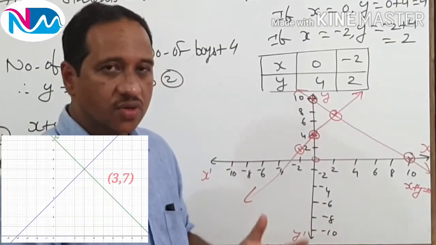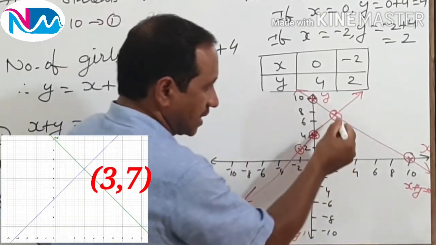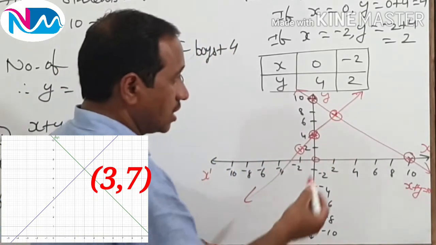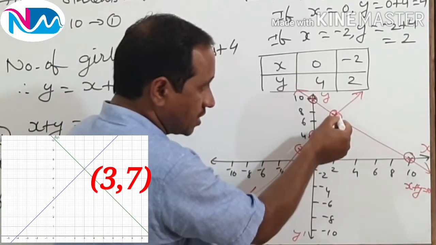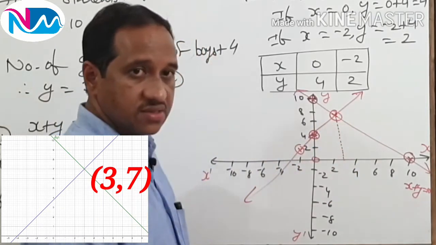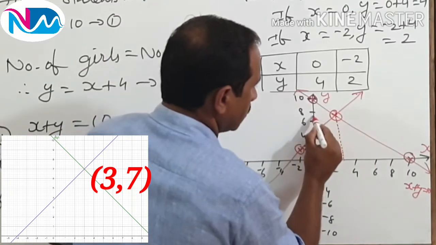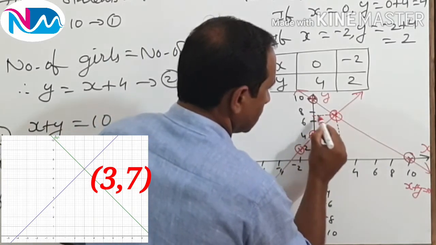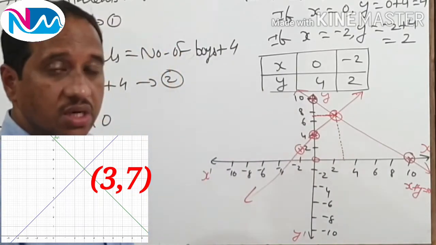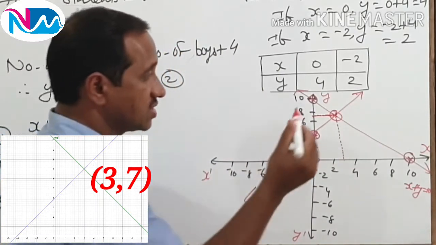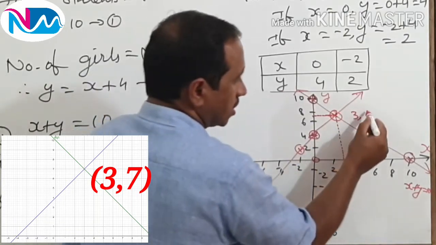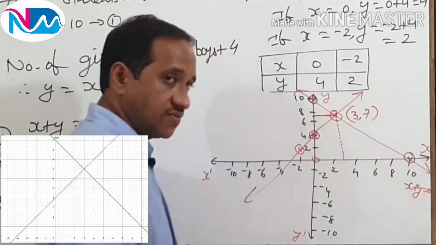So, it is clear from the graph that this is the point of intersection. And the coordinates of the point of intersection are approximately, the x coordinate is 3 and you can see the y coordinate is here, that is 7. So the coordinates of the point of intersection of the two straight lines is x coordinate 3, y coordinate 7.